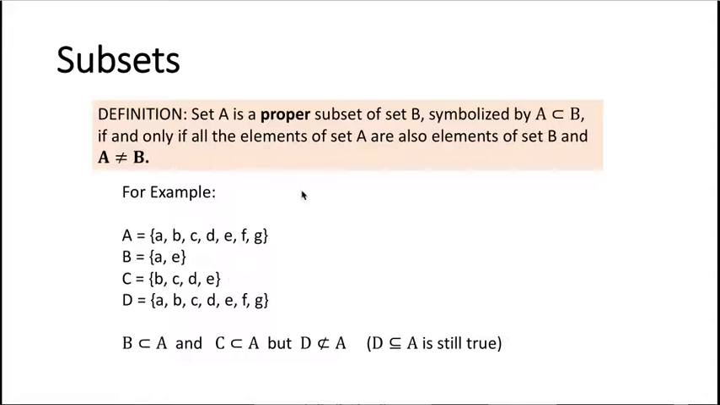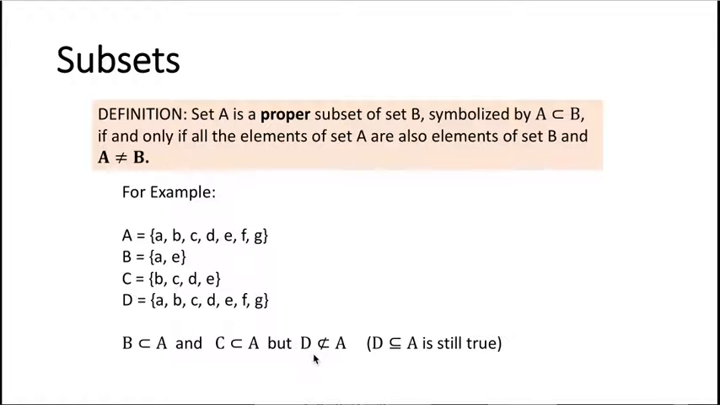So, for example, those same sets, B is a proper subset of A. This is how you say that: if there's no line under there, you say proper subset. So, B is a proper subset of A because A and E are in A, but B is not equal to A. Same thing with C. C is a subset of A, a proper subset. All these elements are in A, but they're not equal.